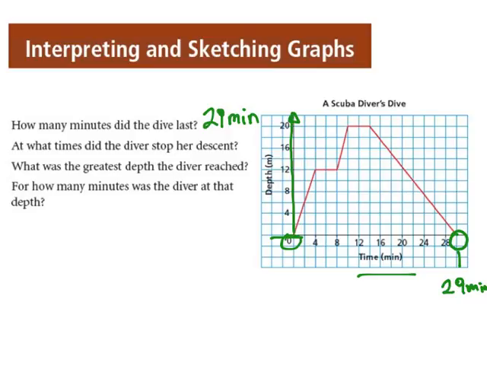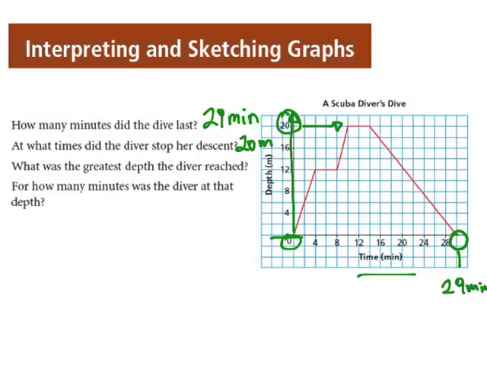At what time did the diver stop her descent? Now descent, that means going down. Going down or going up on a graph does not necessarily mean the same thing. So we have to refer to the depth. So the diver keeps going down until she reaches the 20-meter mark. That means she's 20 meters below the surface. 20 meters.